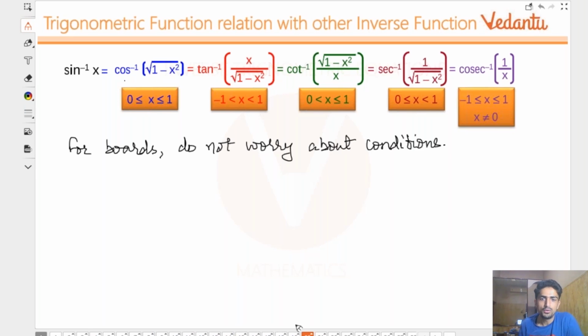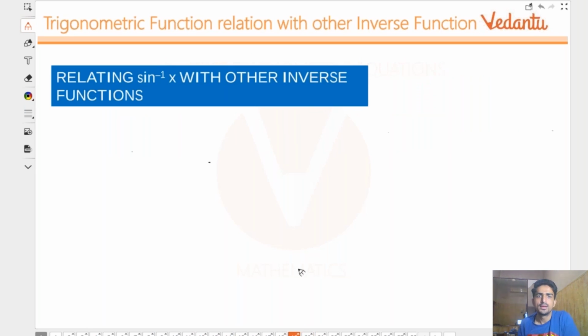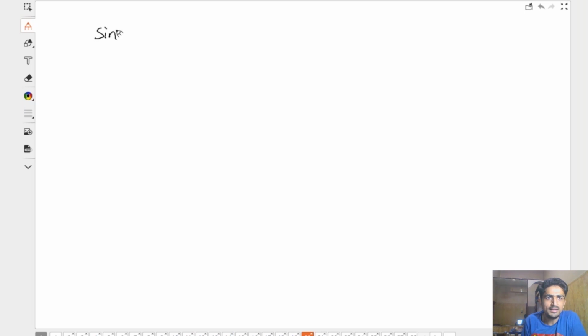Okay. Now, how to get this thing? It's very simple actually. Listen guys, sine inverse x, we want to convert it into other inverse ratios. How to do that? Just make a triangle. Try to see if this angle is theta. Sine inverse x is some theta, no?